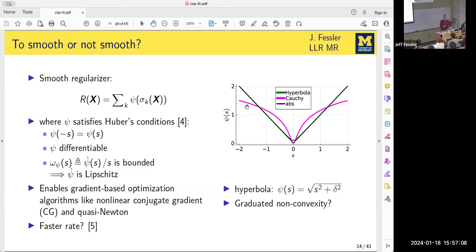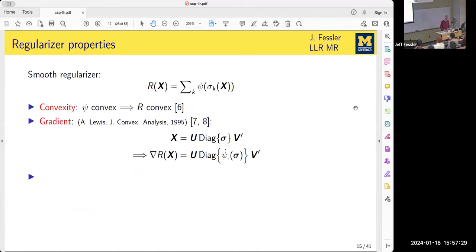We don't really want to shrink the large singular values, but soft thresholding shrinks even the large singular values. If we replace that by something like rank, or the smooth approximation to the indicator function, I think we will induce less bias because we won't be shrinking the large singular values. But that's just a foreshadowing of some future CSP seminar. We haven't done that yet.